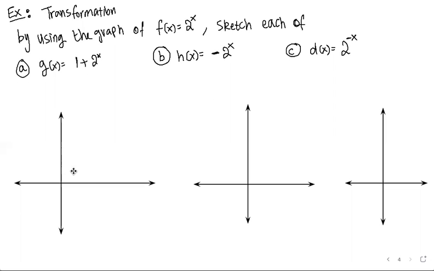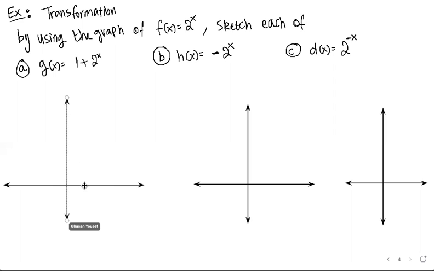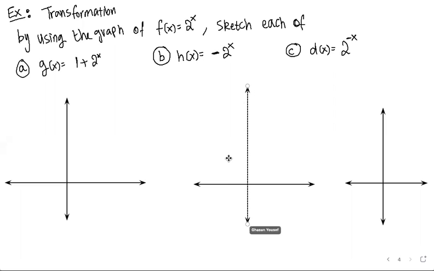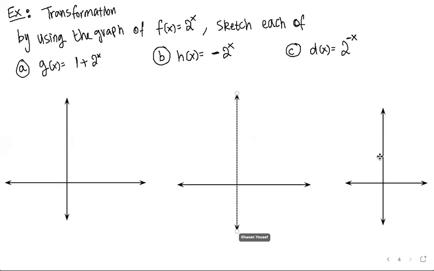Who will do the first one? G of x will have an asymptote at 1. This is true. Thank you, Angel. This is right. But how can I graph it, Angel? What does that mean, 1 plus 2 to the x? Can you explain?